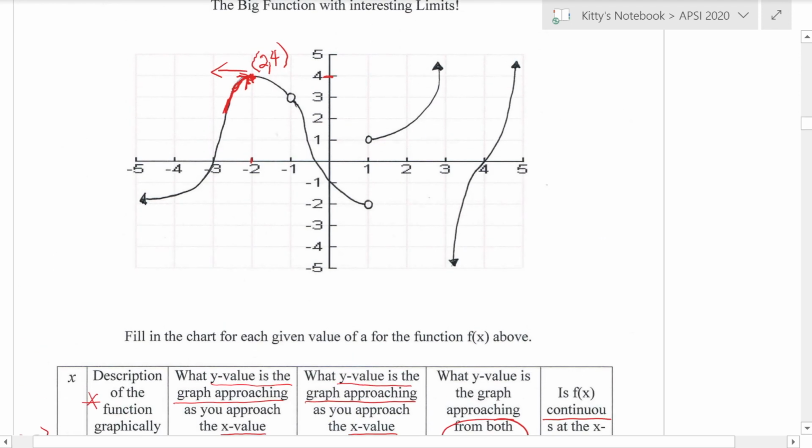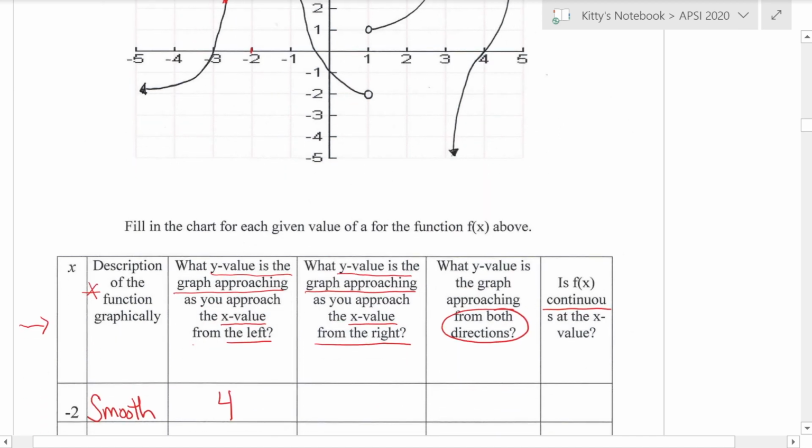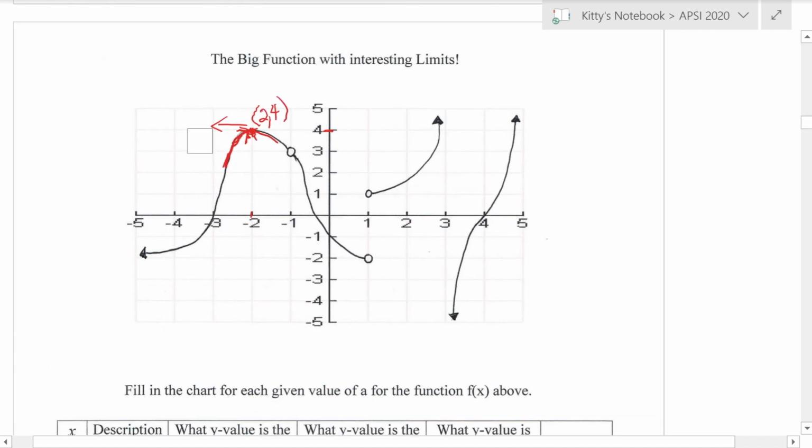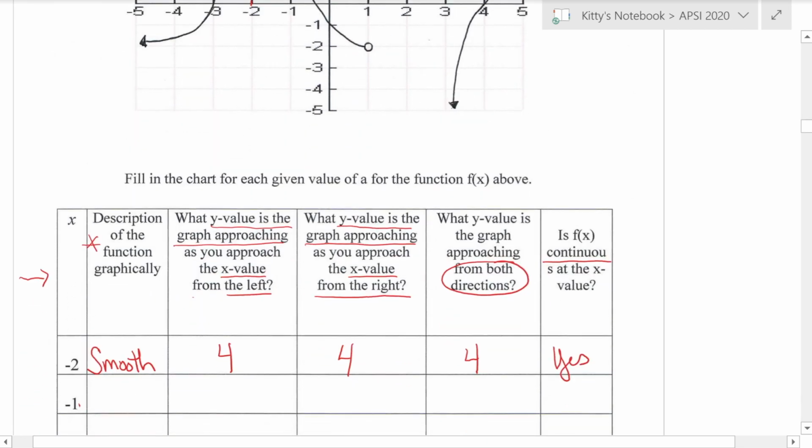And if it is smooth, if I come in from the right, that means go to the right a little bit, just a little bit, and go towards -2, then I'm also seeing a y value of 4. And both sides are approaching the same value, and the function is nice and continuous there. So yes, it is continuous. Because if you can take a pen and trace through the point and not pick up your pen or pencil, you know that it's continuous. You know that old saying that we did in 8th grade or whatever? Yeah. All right, let's look at -1.